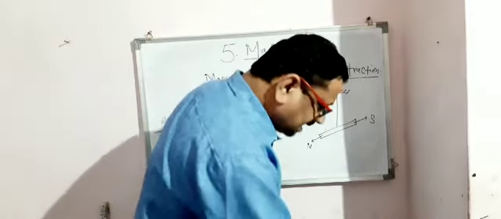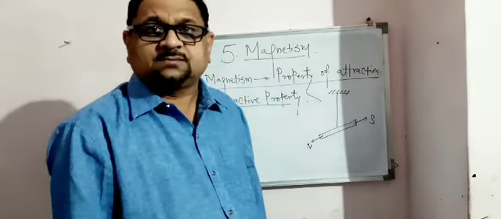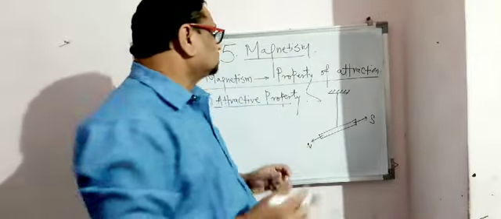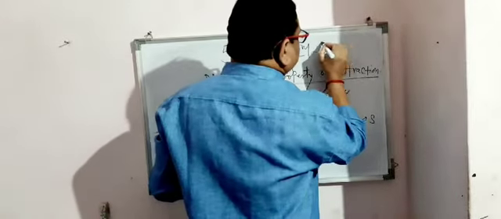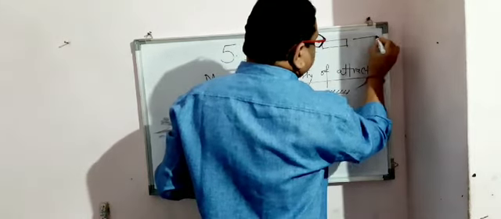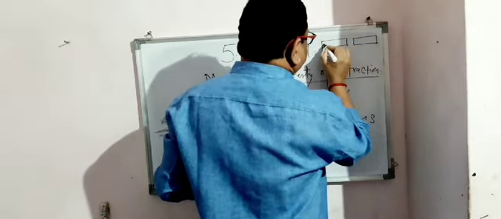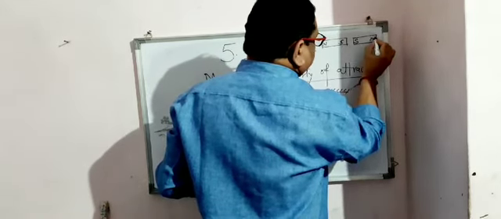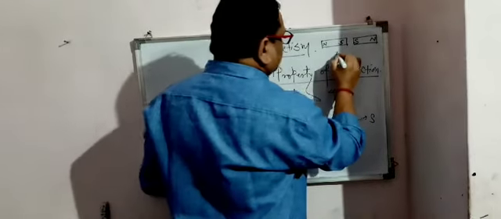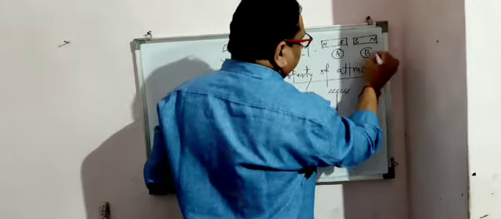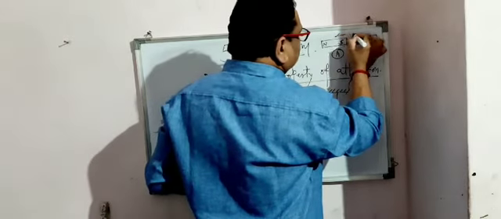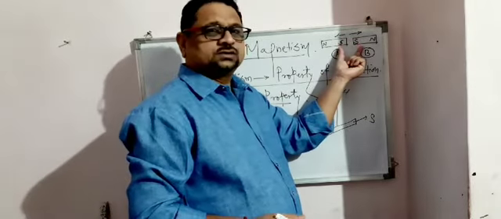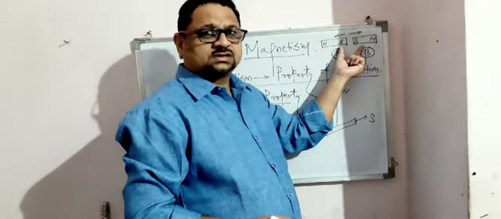Property number three: like poles repel and unlike poles attract. What happens if two like poles are there? That also we have seen in the previous classes. Suppose two magnets are there. Suppose this is north, south, and south, north. If this is magnet A and this is magnet B, then what will happen? There will be a repulsion, because between the two same poles there will be a repulsion. Of course, these are like poles.